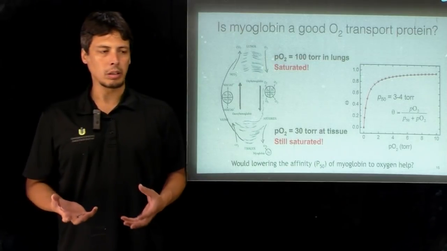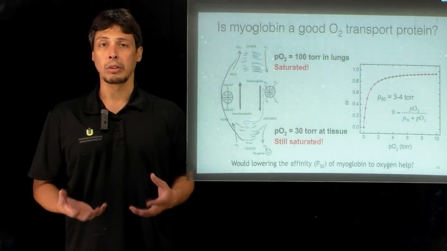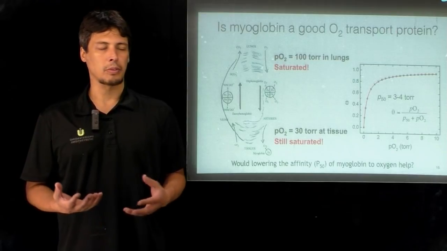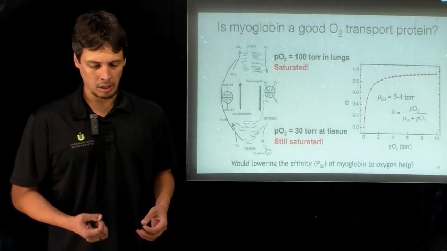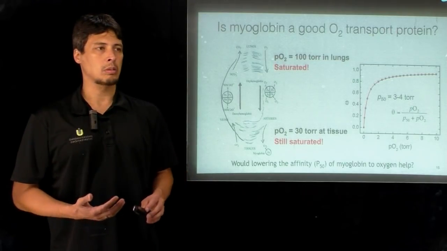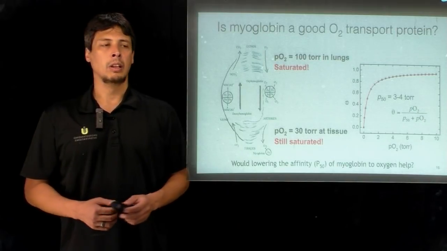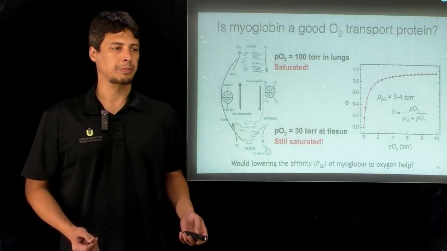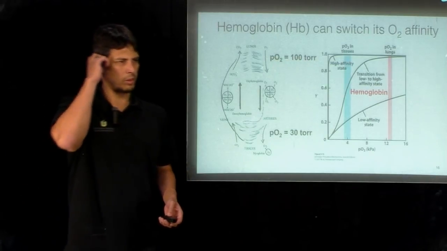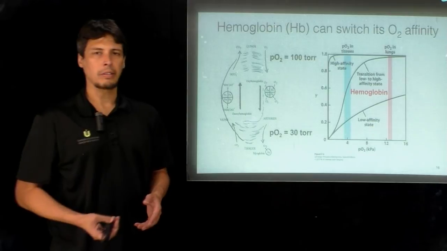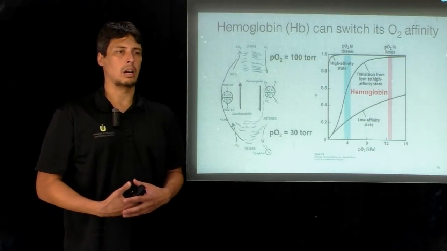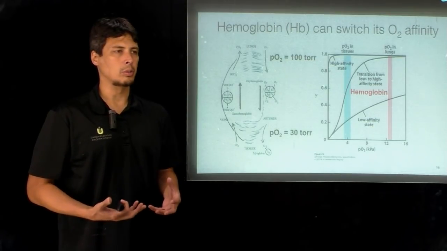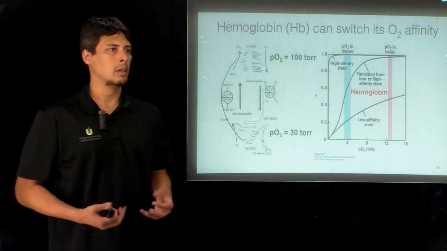And that's not what we need in order to have a good O2 delivery system, a good O2 transport protein. So that's consistent with the use of a different protein, hemoglobin, in order to transport oxygen from the lungs to the tissues. So what do we need to have then in order to have a good O2 transport protein?